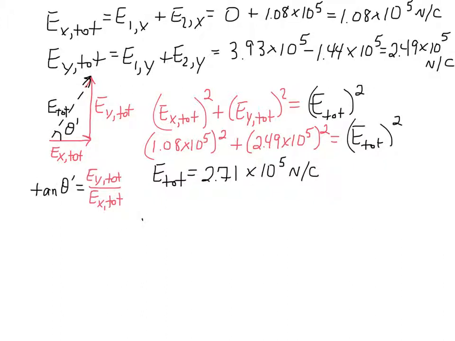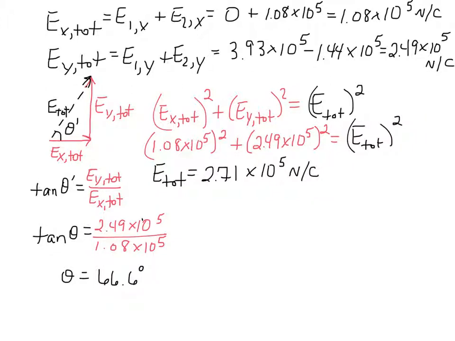And then I can find the direction of that vector. I'm going to call this theta prime just to distinguish it from our other theta in this problem. And tangent of that theta is going to equal E y total over E sub x total. And we get that theta prime as being equal to 66.6 degrees north of east, or in a positive direction above the positive x-axis, however you want to specify that.